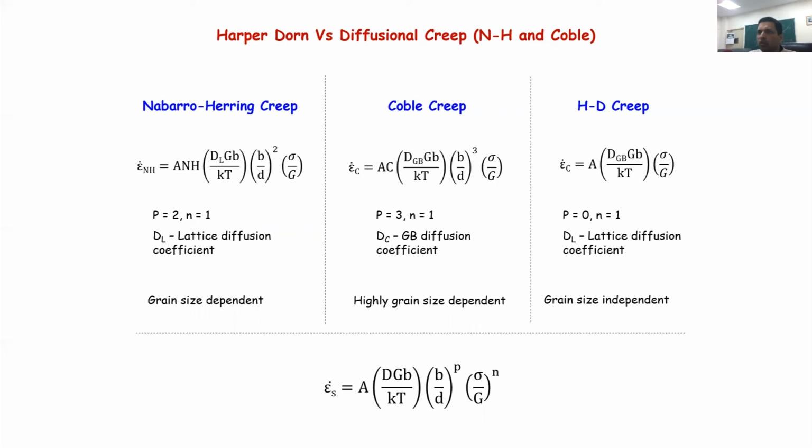And what you also see is that it is different from the power law creep in that sigma by G is not to the power of the order of 3, which is what we have observed earlier. So n is still 1, like in the Nabarro-Herring and Coble creep, but it is independent of grain size.